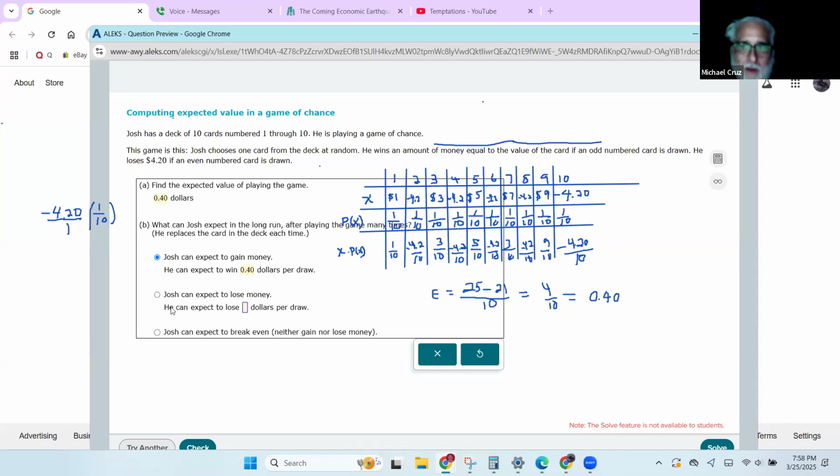Just a word of caution here. If you come out with negative, you put the negative up here, but you don't put it here because the lose is your negative.